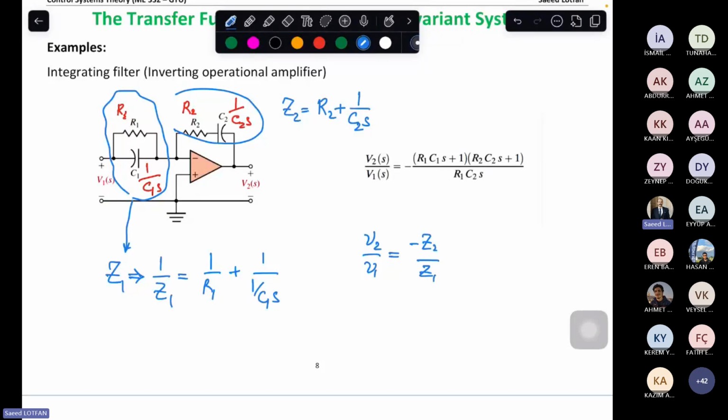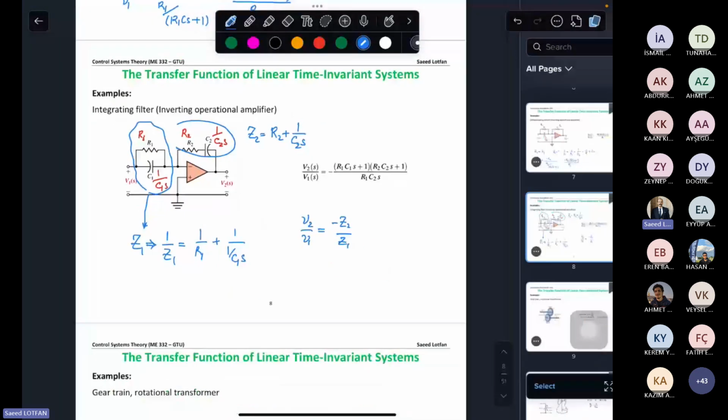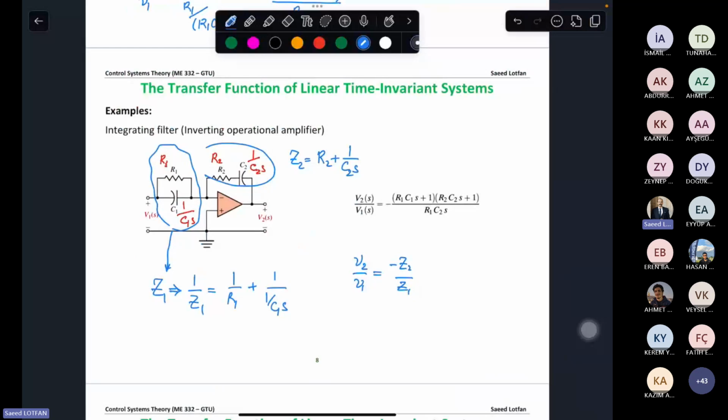So any questions about inverting operational amplifiers? Okay.